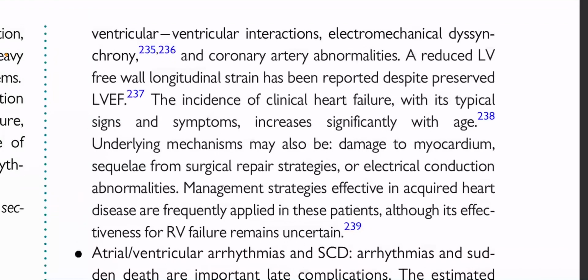The incidence of clinical heart failure with its typical signs and symptoms increases significantly with age. Underlying mechanisms may also be damage to myocardium, sequelae from surgical repair strategies, or electrical conduction abnormalities. Management strategies effective in acquired heart disease are frequently applied in these patients, although their effectiveness for RV failure remains uncertain.